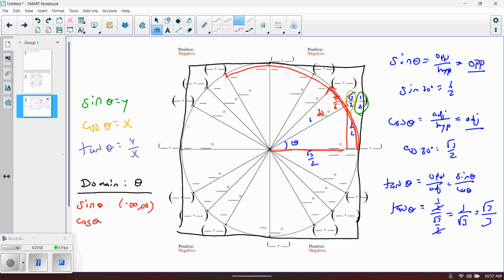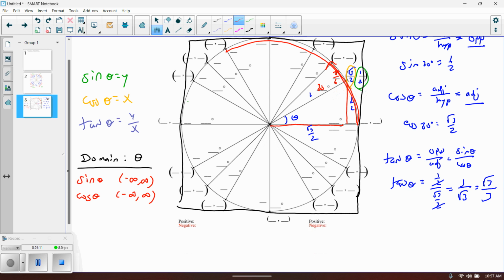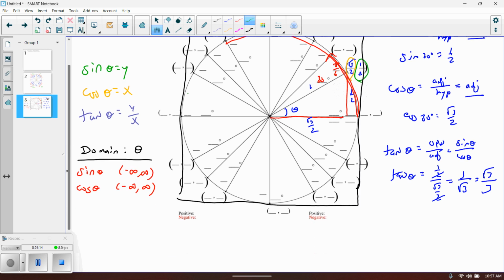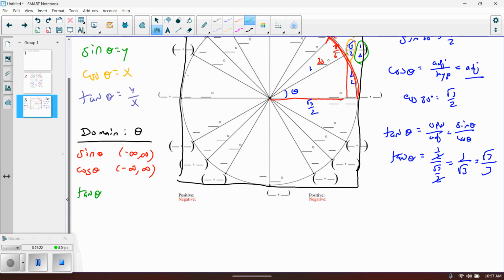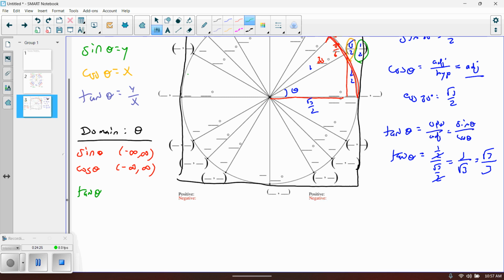Cosine, exactly the same thing. There's no value of theta that I can't put on there that's not going to produce some kind of an output. This is actually much easier to see when we get into the graphs in the next section, but it'll all tie together. Tangent has an issue, however. Because tangent is sine divided by cosine, we should know that you can't divide by 0. So basically, whenever you get an x value of 0, you're going to have an undefined value of tangent.